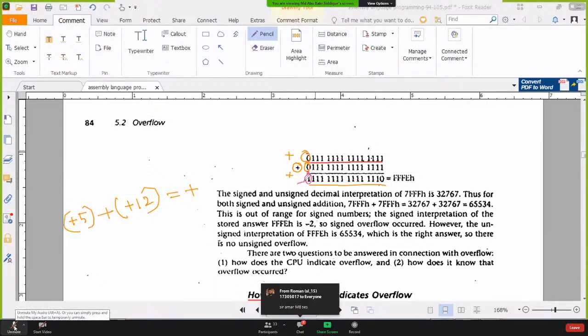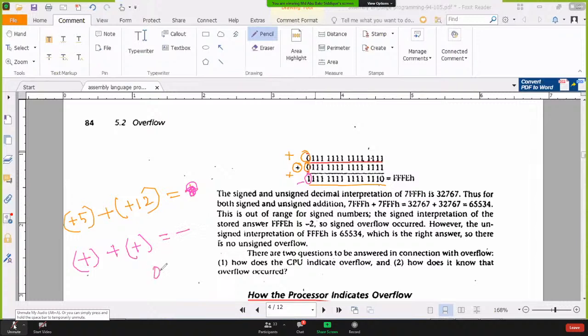MSB is 1. Look, you don't have to make two's complement. You don't have to see the exact value. That is -2 actually, but you don't need to see that. You just need to know the sign. So a positive number added with another positive number, and you are getting a negative number. Instantaneously, you can say that the overflow flag equals 1.